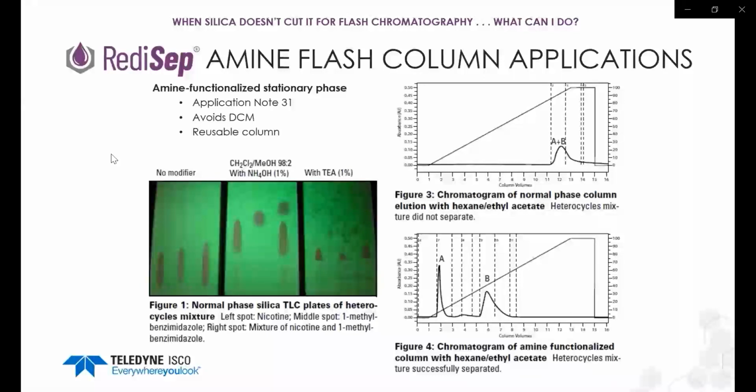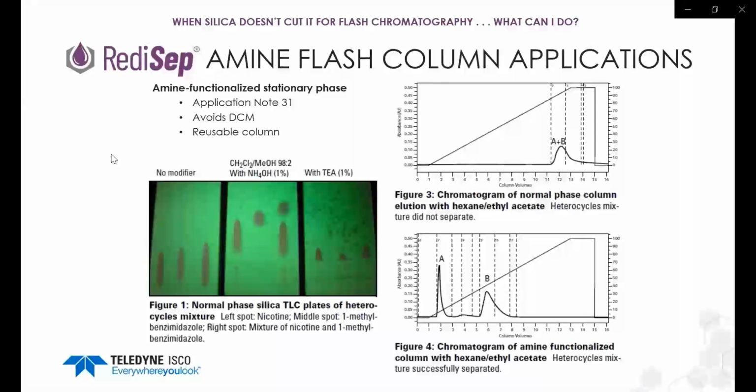If we translate this to our flash chromatography, we can see the chromatogram here doing a normal phase separation on silica with hexane ethyl acetate. We don't get any separation of our heterocycles. They're very strongly retained on the silica. They don't come out till late, and we have a mixture of compounds A and B.